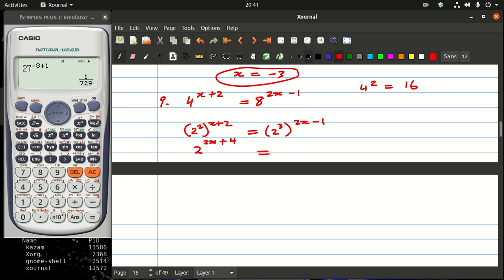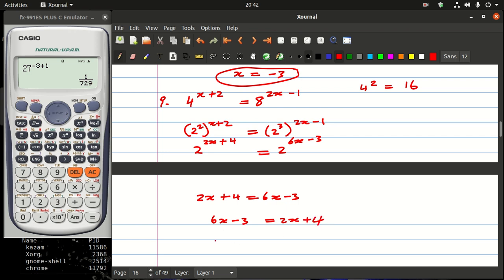This side I will have 3 times that. 3 times 2 is a 6, so we're going to have 6x. 3 times minus 1, I'll have a minus 3. Now this base and this base are the same, so the exponents should be the same. So I have 6x minus a 3. Of course, I switch sides. I have 3x minus a 3 is equal to 2x plus a 4.